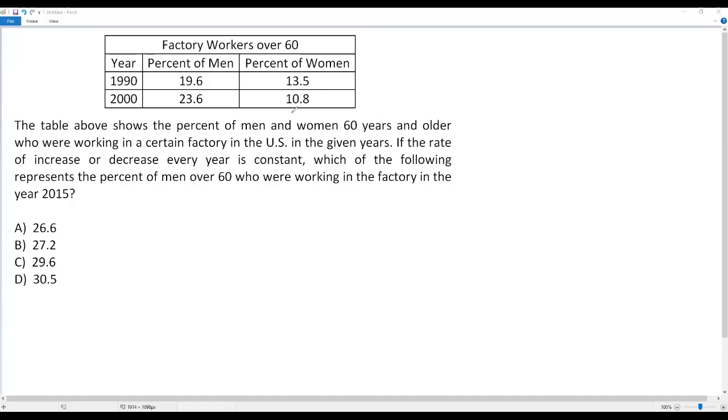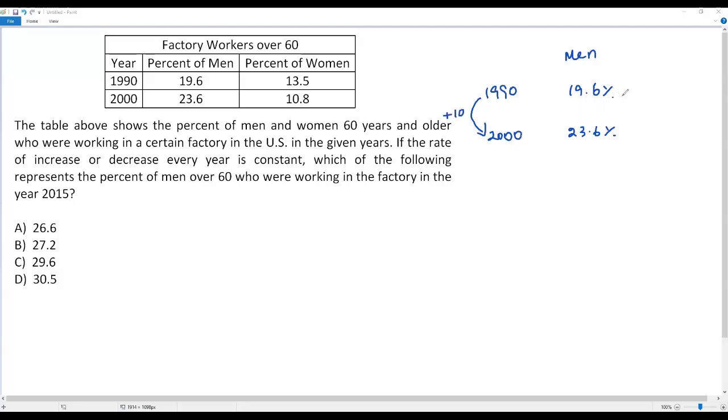Okay, now let me write the given stuff over here. Since this question is asked about only the percent of men, I consider only this particular data. Let me write the years first, 1990 and 2000. I am taking the percent of men over 60. That is 19.6% in the year 1990. And for the year 2000, we have 23.6%. Okay, so here the time duration is 10 years from 1990 to 2000.